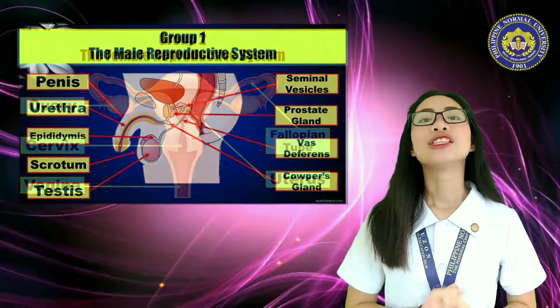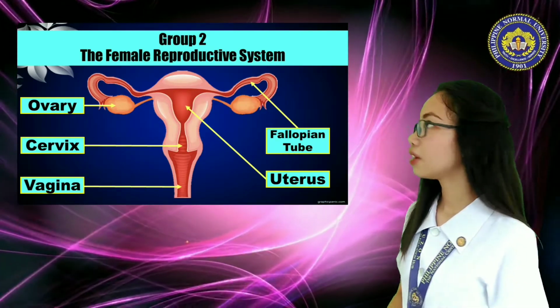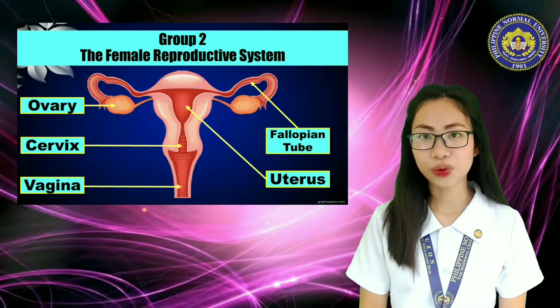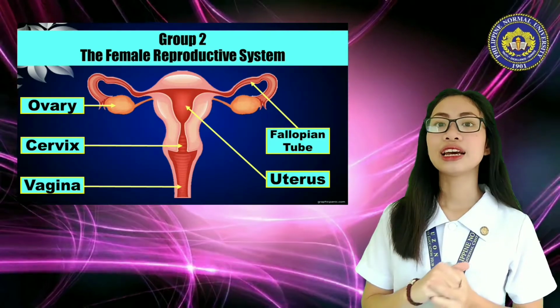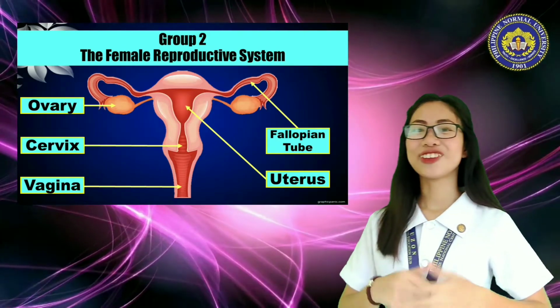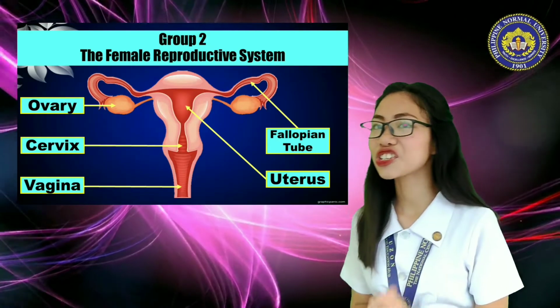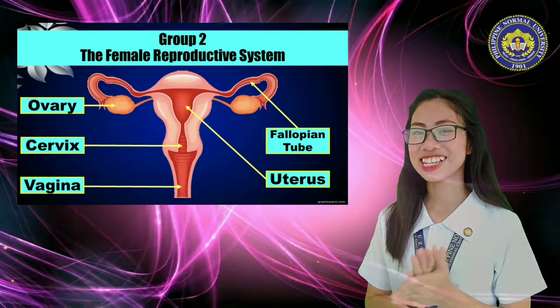Very good. So what about group 2? Who is your representative? Alright, thank you. So we have fallopian tube, ovary, uterus, cervix, and vagina. Okay, very good. Your answers are all correct. Please give yourselves a round of applause.